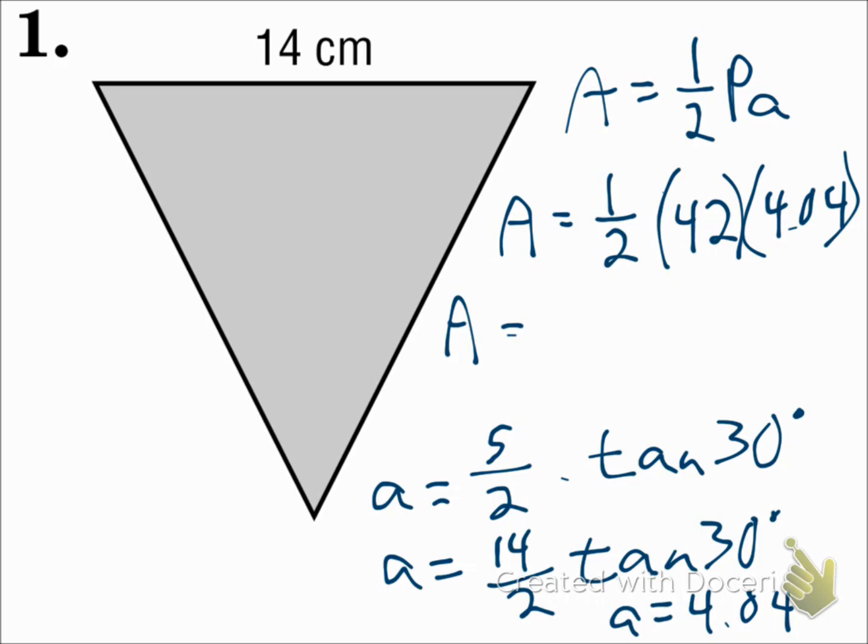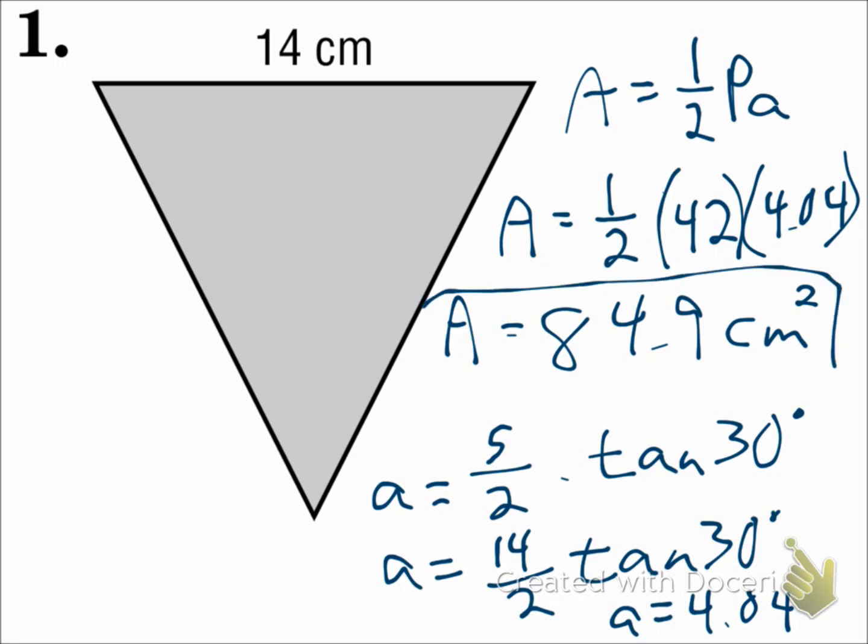When I substitute that all in, I get 84.9, and that's centimeters squared. So remember, when you need the apothem, use your apothem chart, substituting in a side length and using the appropriate angle for tangent.